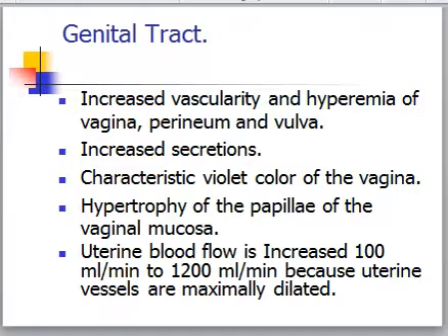So what things happen in the genital tract? It increases the vascularity and hyperemia of the vagina, perineum and vulva, and increases the secretions. There is a characteristic violet color of the vagina and hypertrophy of the papillae of the vaginal mucosa. Uterine blood flow increases from 100 ml per minute to 1200 ml per minute, because the uterine vessels are maximally dilated. So this is what happens in the genital tract.